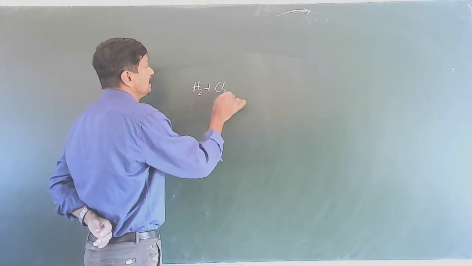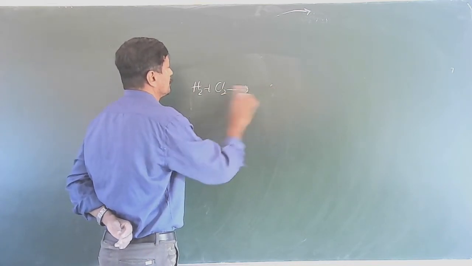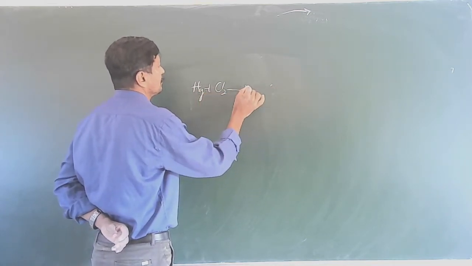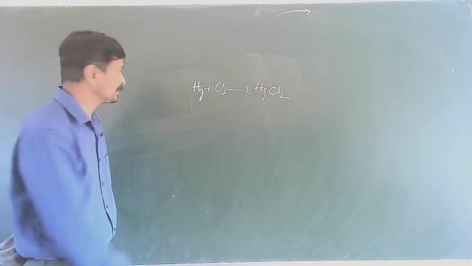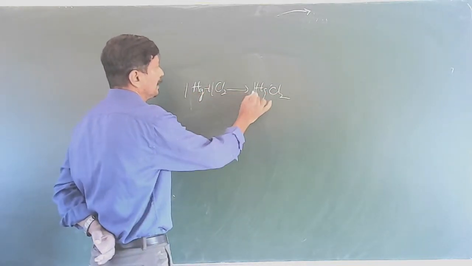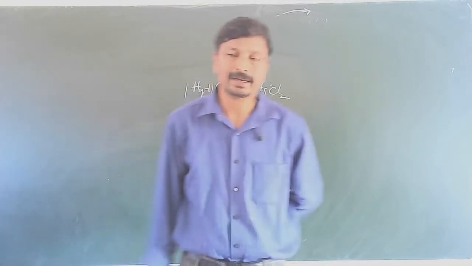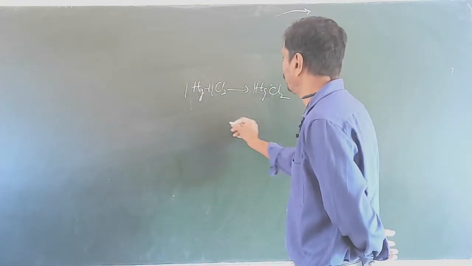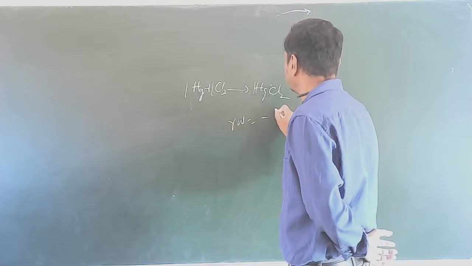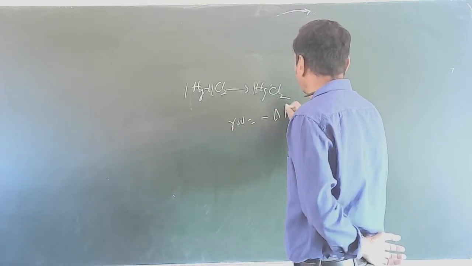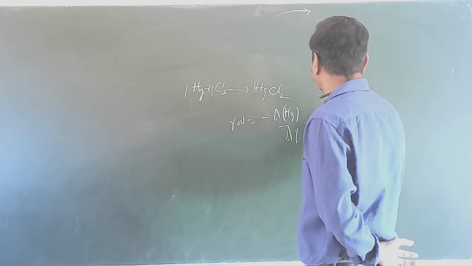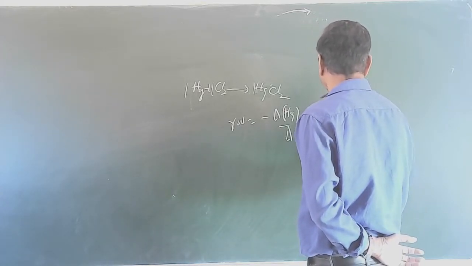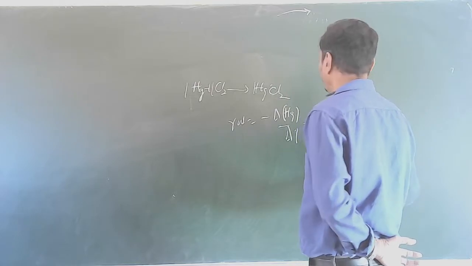Hg plus Cl2 giving rise to HgCl2. I have discussed here that all the stoichiometric coefficients of all the reactants and products are the same. Then the rate you can write in any form. Rate is equal to minus delta Hg by delta t, or plus delta HgCl2 by delta t. All have the same rate.